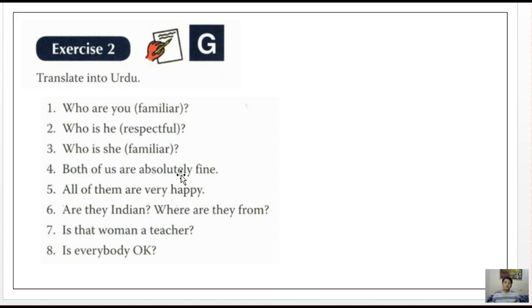Both of us are absolutely fine. हम दोनों, absolutely means बिल्कुल. हम दोनों बिल्कुल ठीक हैं. Now, I have done four. The remaining four, you can do in the comment section and I'll be checking them.